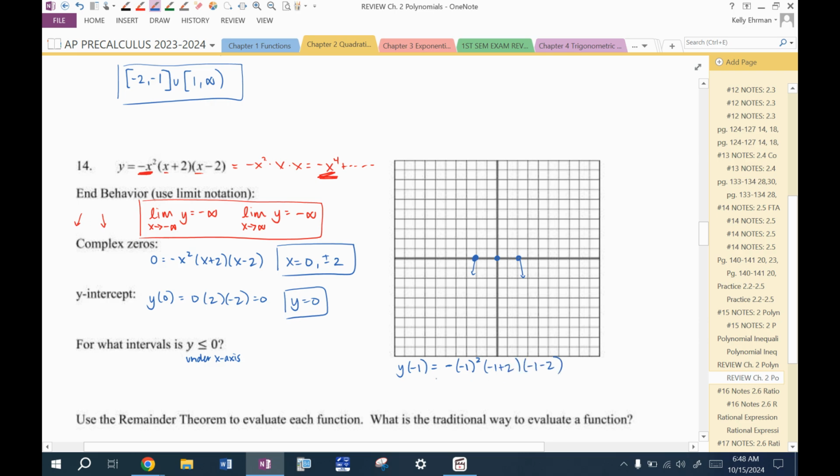So I plugged in negative 1. Now, negative 1 squared is 1, but then you multiply it by this negative. So that leading term is still negative 1 times 1 times negative 3. That's positive 3. So plot up here.